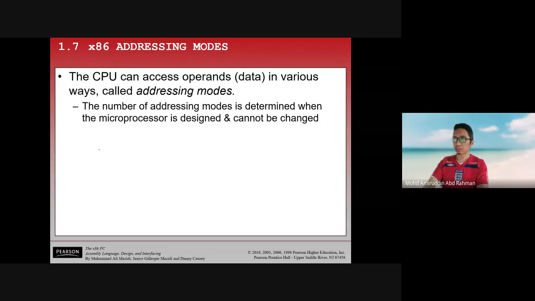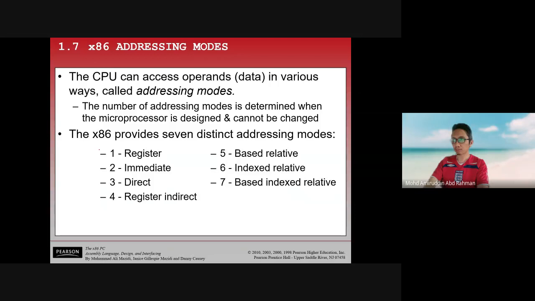So that is about the flag. The CPU can access operands in various ways called addressing modes. So now we are entering the addressing modes. The number of addressing modes is determined when the microprocessor is designed and cannot be changed. The x86 processor provides 7 distinct addressing modes.